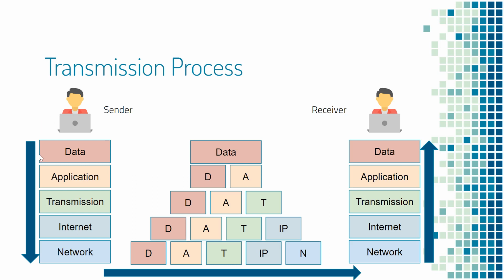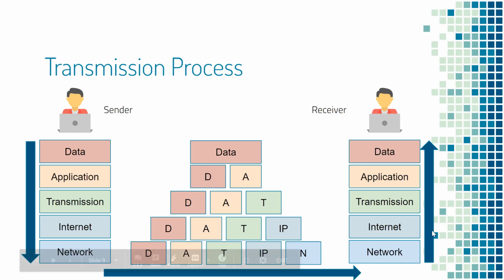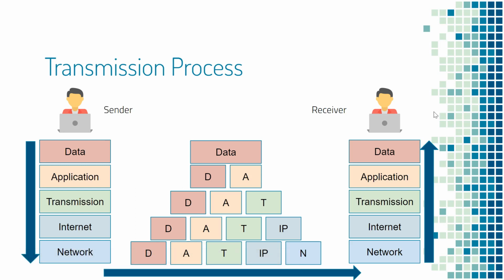As you can see, here we have something we call encapsulation. The data is encapsulated with the application protocol. We then encapsulate the transmission information, the internet, and the network. So when the sender is trying to send some data, we call it encapsulation. And when the user receives the data, we call it decapsulation. Each layer will take its own data only and pass the remaining to the upper layer.